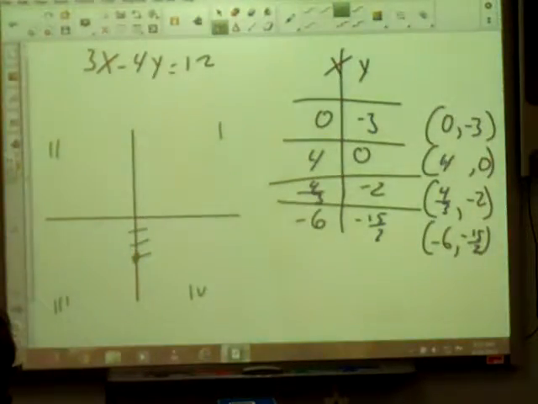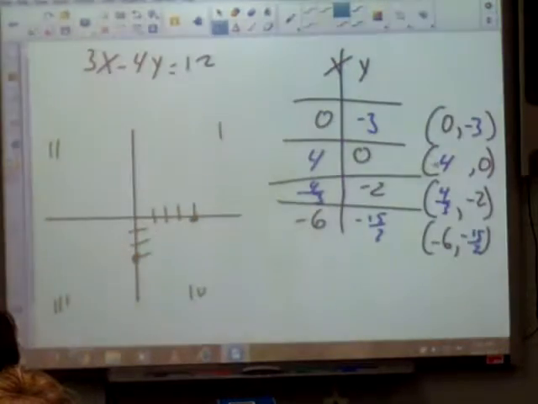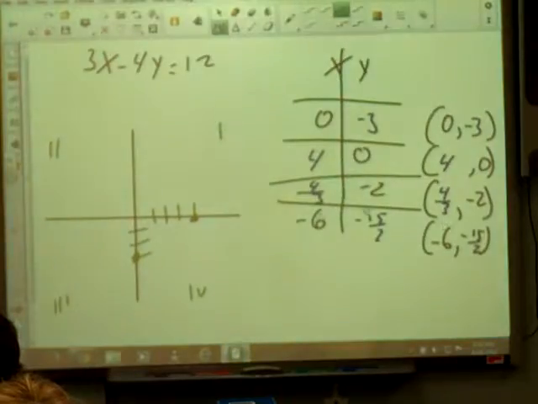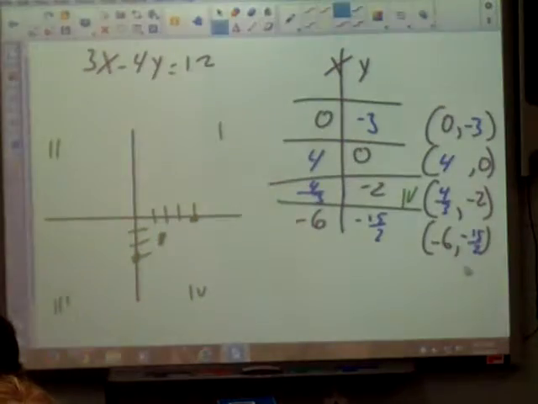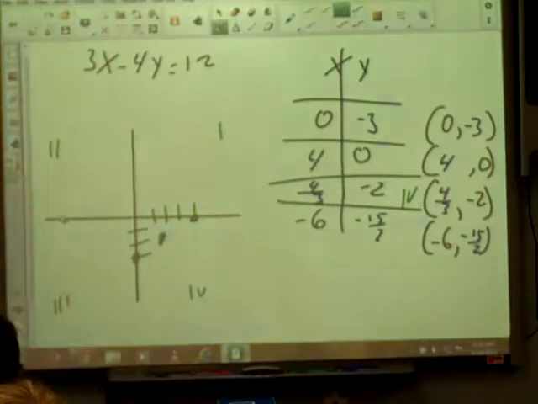Okay? Same thing with this second one here. If I go over 4 and up 0, I'm not in either one. I'm on the line. So first 2 would be in no quadrants. Alright, but what about number 3 here? 4/3. So that's 1 and 1/3, and then -2. That'd be right there. So it would be in quadrant 4. And then -6, -7.5 would be way down here in quadrant 3.